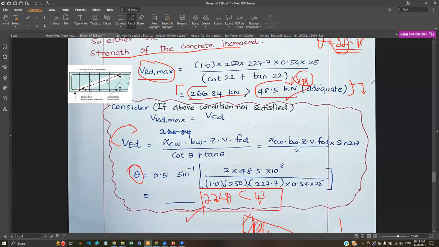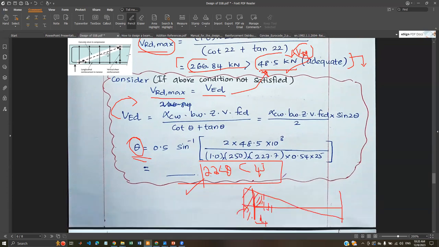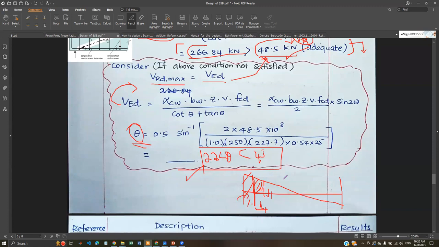So if it is not satisfied, what we do is the reverse calculation, and I am going to check whether my theta is within this range. To perform that, I am going to consider my VRD max as the VED. VED means the value I calculated from the structural analysis, and I am going to check whether my theta is in that range. If it is not, then we need to resize and perform the design from the start up to this level. So this is the shear capacity check.